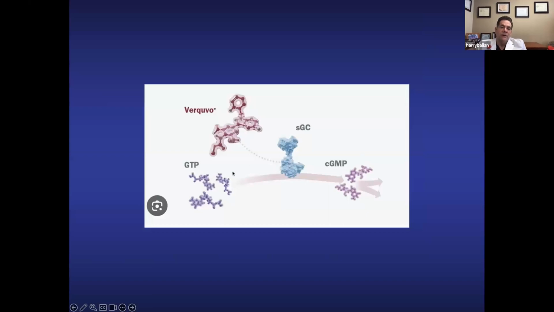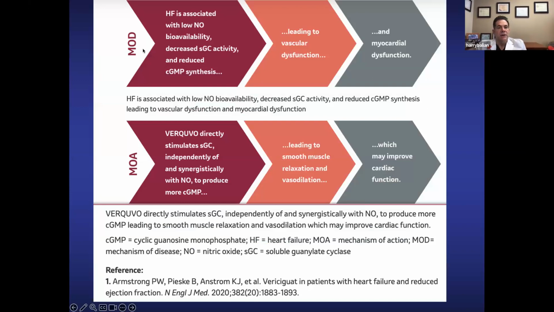So the Verquvo drug basically works on the cyclic GMP, and leads to overall vasodilation and improvement in heart failure symptoms. Heart failure is associated with low nitric oxide, decreased cyclic GMP activity, and reduced cyclic GMP synthesis. So this leads to ventricular vascular dysfunction and MI. When you actually work on Verquvo, it improves the cyclic GMP and overall leads to smooth muscle relaxation, improves nitric oxide production, and it leads to relaxation, vasodilation, improves cardiac function, and improves heart failure symptoms.